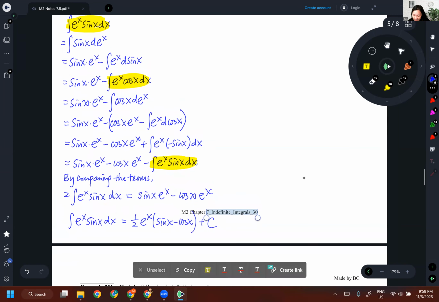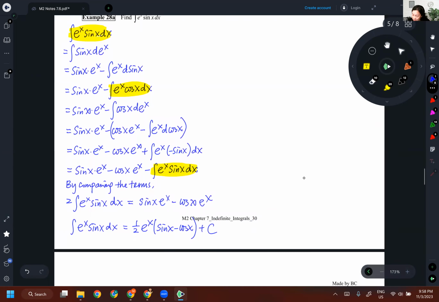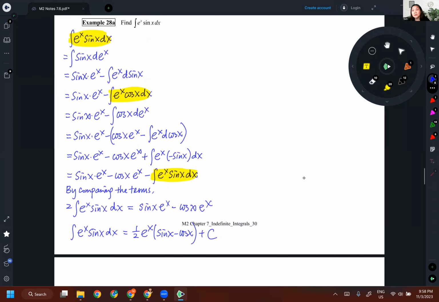This is very special. Usually you would expect that after once or twice integration by parts, this integral can be found, but in this case, it cannot be found. I get an expression of this integral. This integral is equal to an expression of the integral, and then I can solve it like an equation. This is allowed. Is that okay? So with the mixture of exponential and trigonometry, this could happen.